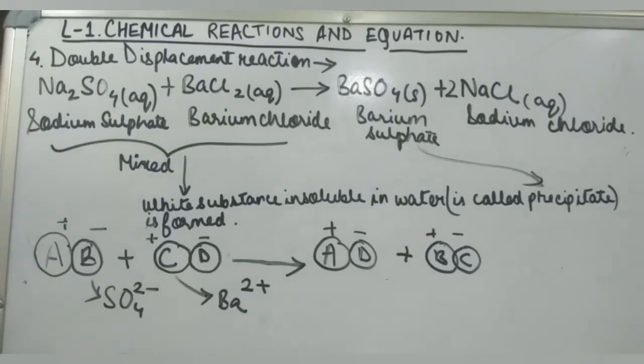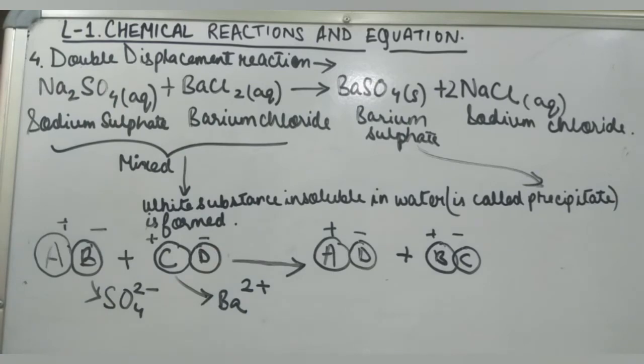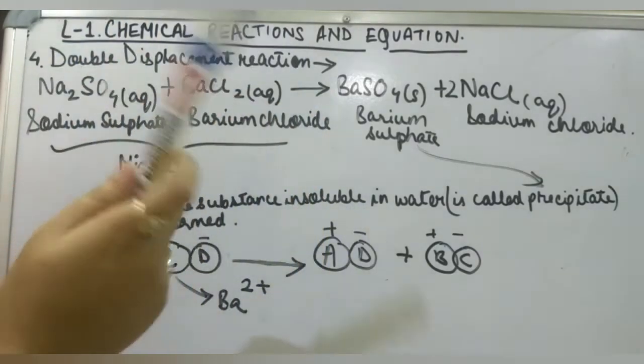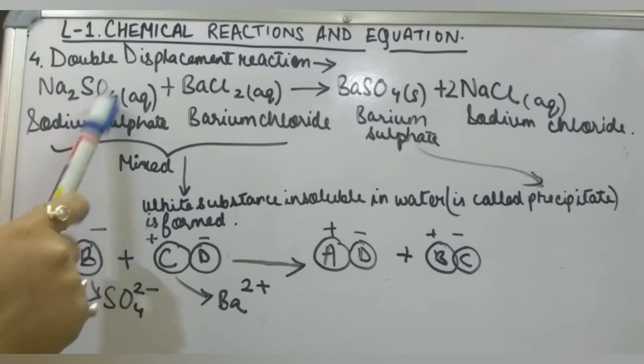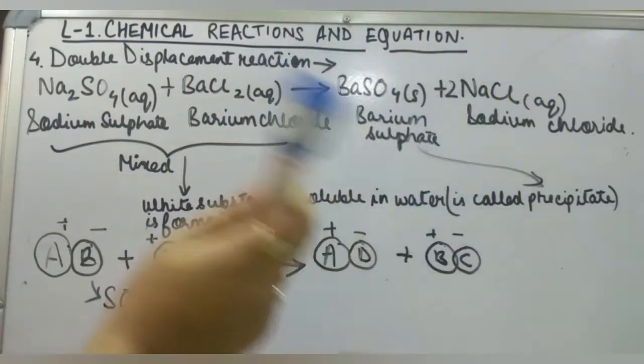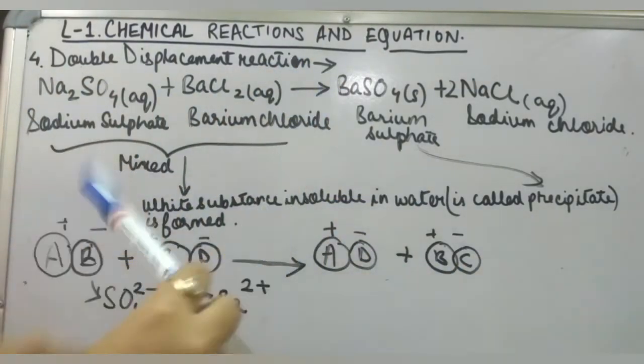And next is the double displacement reaction. Okay, in a double displacement reaction, there is an exchange of ions. So here Na2SO4 plus BaCl2 will give us BaSO4 plus 2NaCl. So here an exchange of ions will take place.